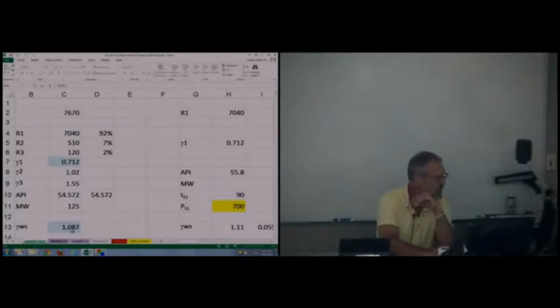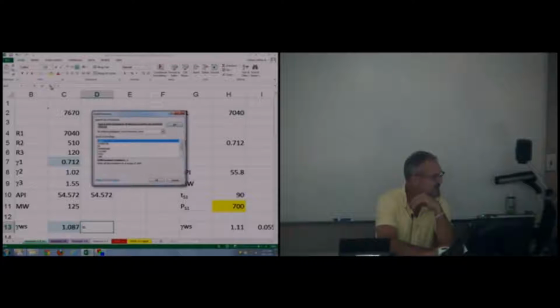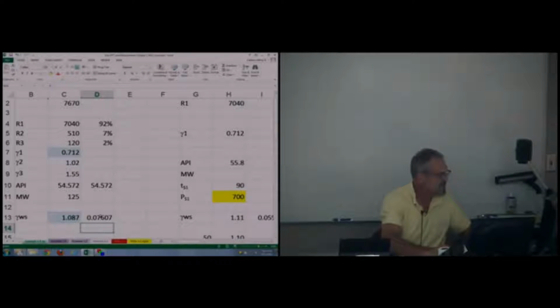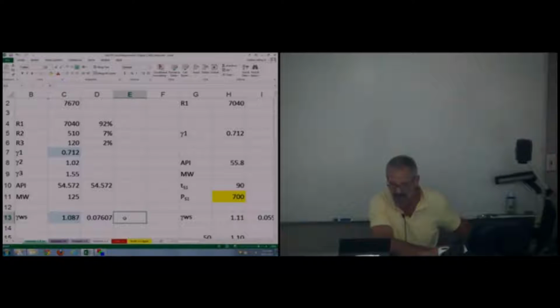Oh yeah, it's 1.087. Now, I think I have a little function for the density of air. You don't need these. I know what the density of air is. It doesn't take any arguments because it just gives me the number. It's 0.00 something. That's the density of air. So if I want to know the density of this specific gas gravity, what am I going to do with those two numbers? You're going to multiply those two numbers together.